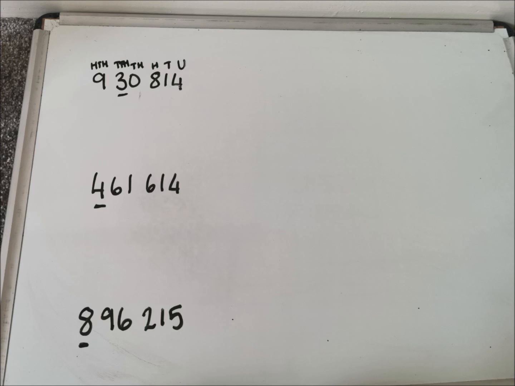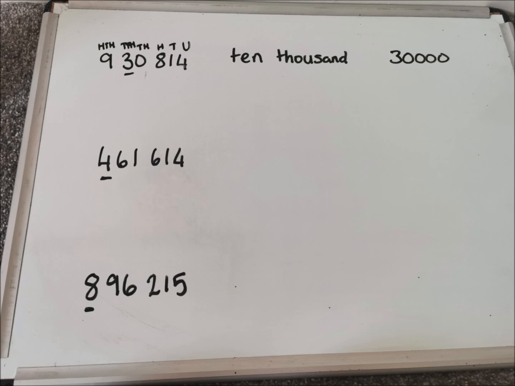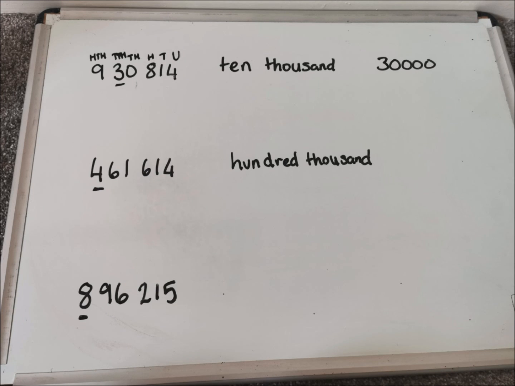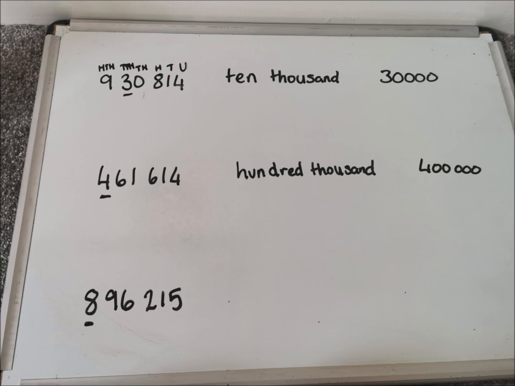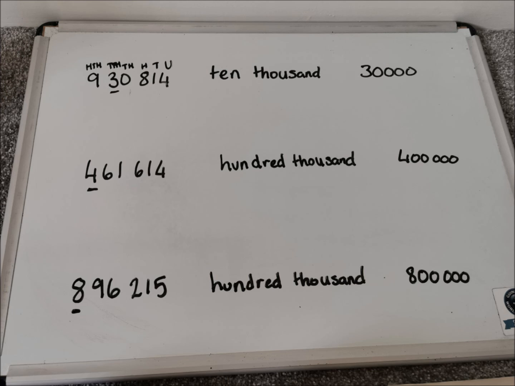So I've written in my wee headings, the place value headings at the top. Again, really hard to write, so if you're doing it at home you might want to write it really big, if that helps you. So the 3 there is in the 10,000 column, so it is worth 30,000. The second one, the 4, is in the 100,000 column, so it is worth 400,000. And the last one, the 8, is in the 100,000 column again, so its place value is 800,000.